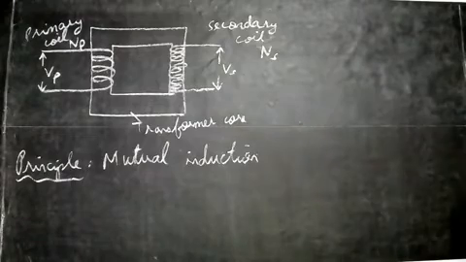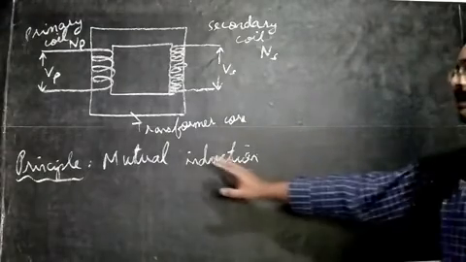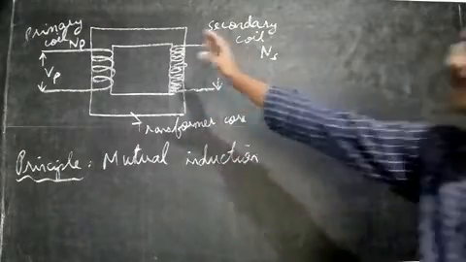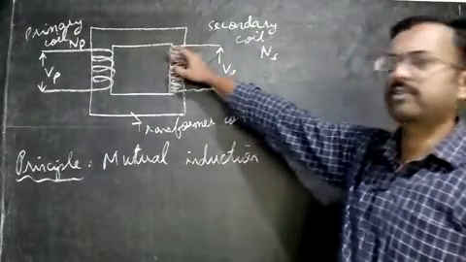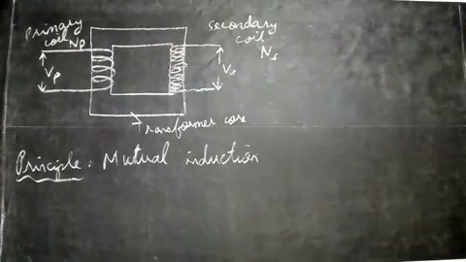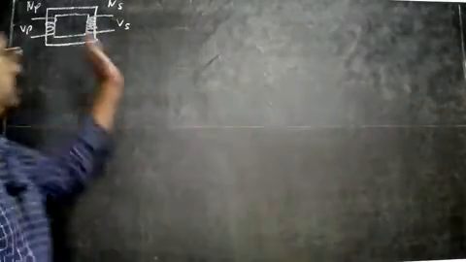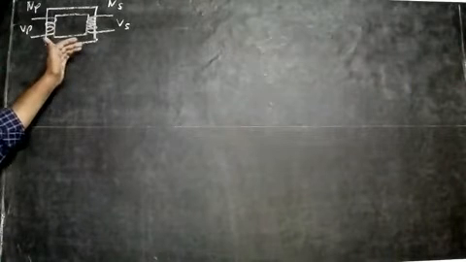Even before we go to the working, we'll first see the principle. It works on the principle of mutual induction. There are two coils, and the magnetic field produced by the first coil will hit the second coil, and then EMF is produced. That principle, mutual induction, is used here. I have drawn the transformer diagram smaller in the top left corner. Let us now see the working.